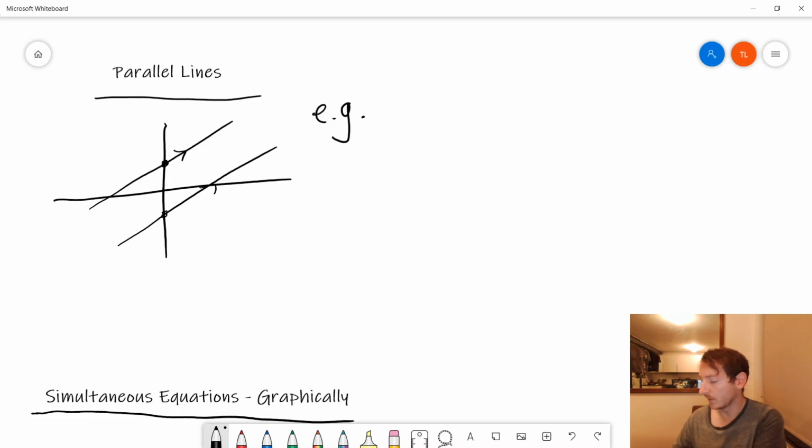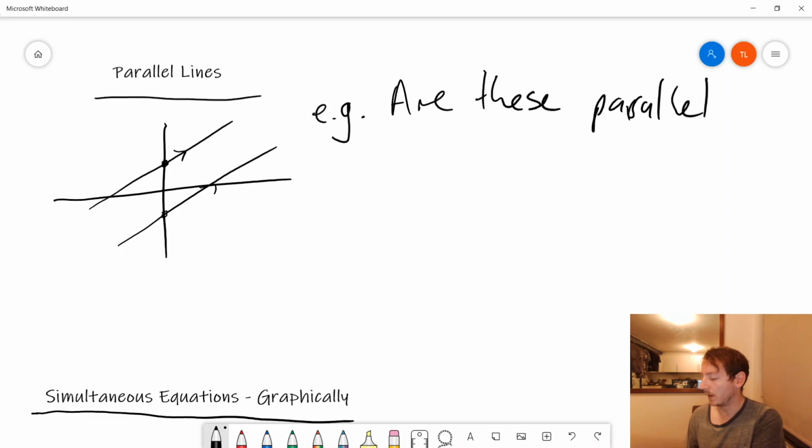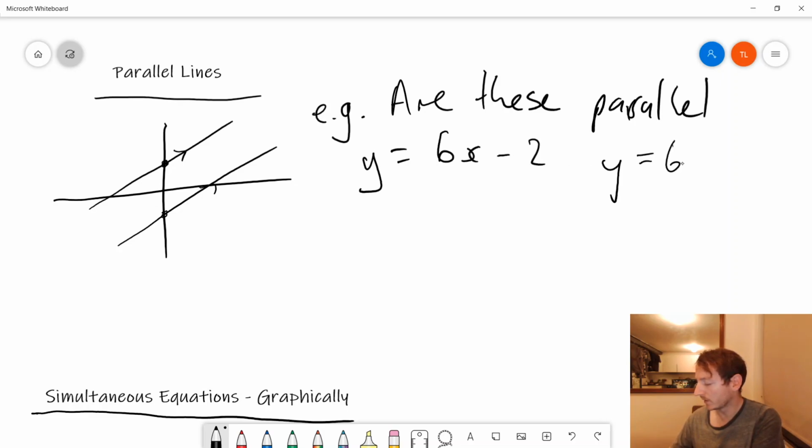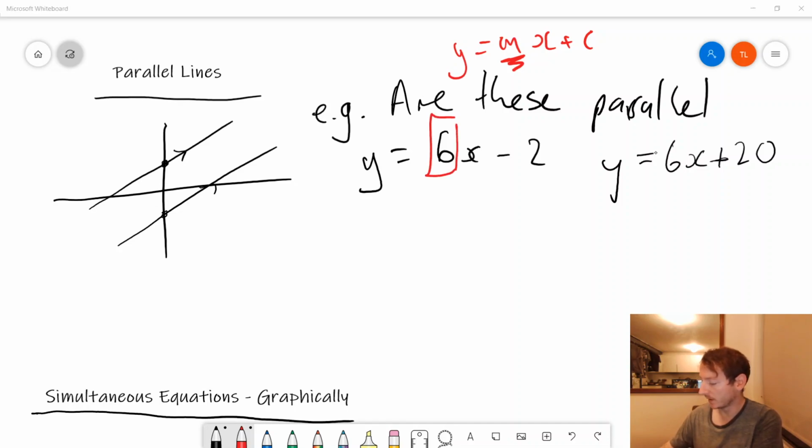So for example, let's try this one. Are these parallel? Let's say y equals 6x minus 2 and y equals 6x plus 20. Now, if we look at this, we just need to remember that in the equation y equals mx plus c, m is the gradient. And so the coefficient of x is 6 here, coefficient of x is 6 here. They're the same, so yep, parallel.